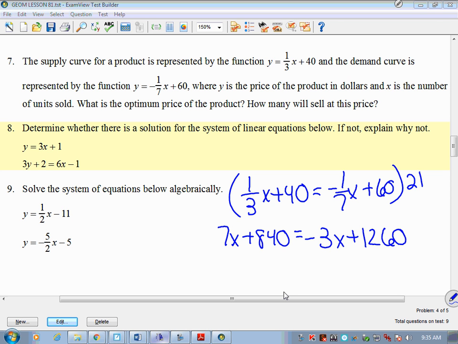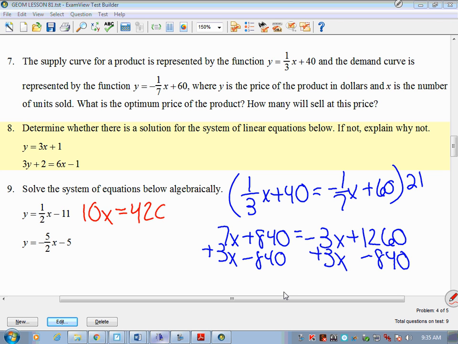Okay, what do I want to do here? Subtract 840. Anything else while we're here? Add 3x. What's 3x and 7x? 10x. I'm going to set that off over here because I'm running around. What's 1260 minus 840? 420. All right, what is x then? 42. Okay. Now we just need to solve for y.